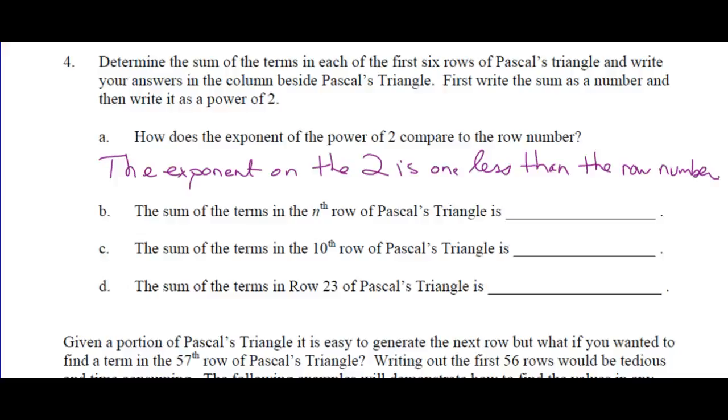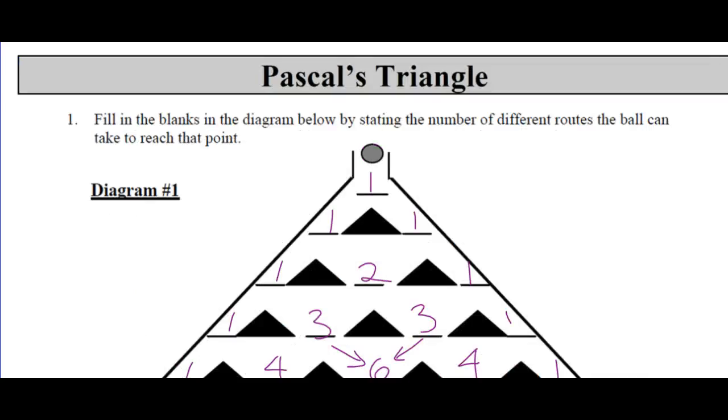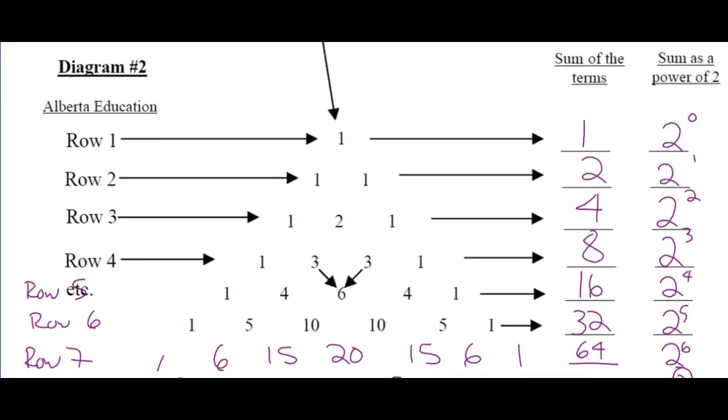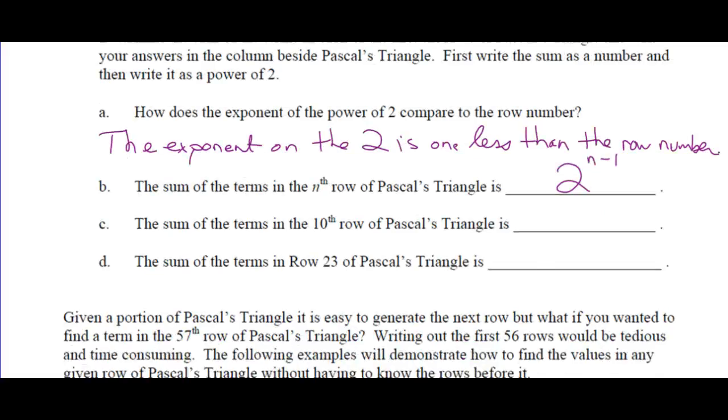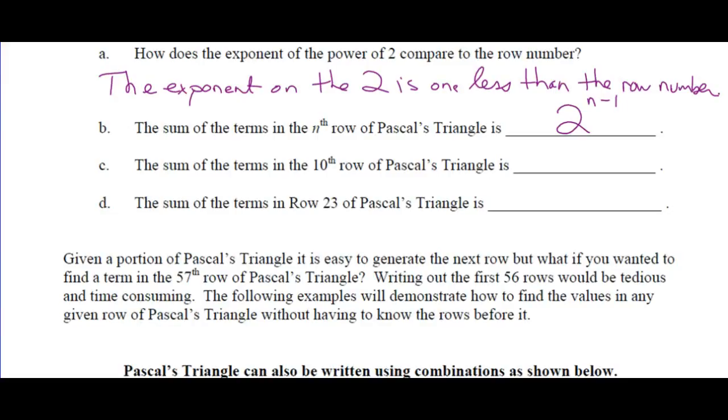So the sum of the terms in the nth row is what? 2 to the n minus 1. Okay? Now, if you don't know that, and I don't think that's necessarily something worth memorizing, just generate the first 4 rows, write out the sums as powers of 2, and see, okay, row 4 is 2 cubed. Now, if you've got that, then what is the sum in the 10th row? 2 to the 9th, right? So it's 2 to the 10 minus 1, which is 2 to the 9th, which is 512.